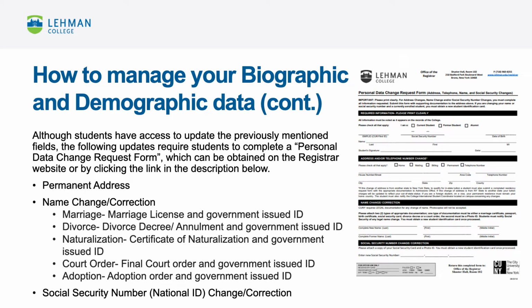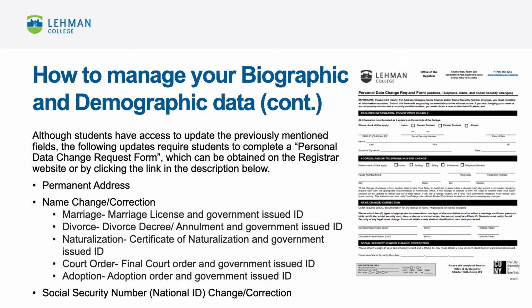To update the permanent address, students may submit their request by email from their Lehman College email address. All requests can be emailed to records.transcripts@lehman.cuny.edu. First semester students should contact the admissions office via email at undergraduate.admissions@lehman.cuny.edu to change their address.